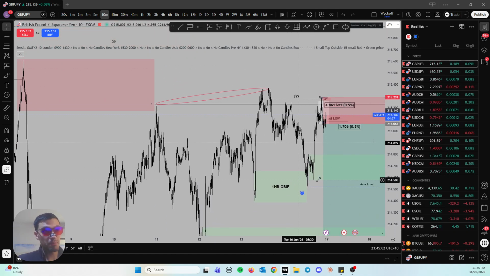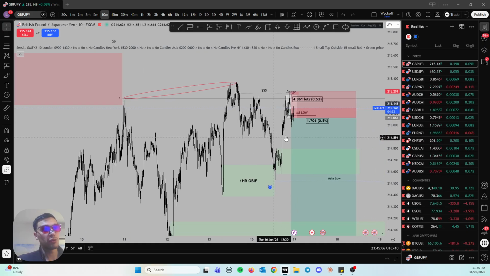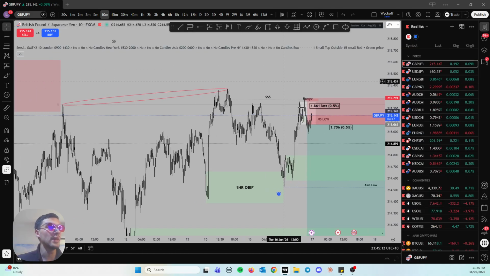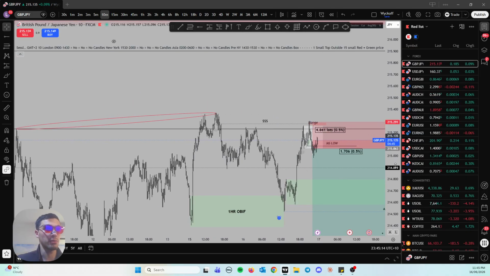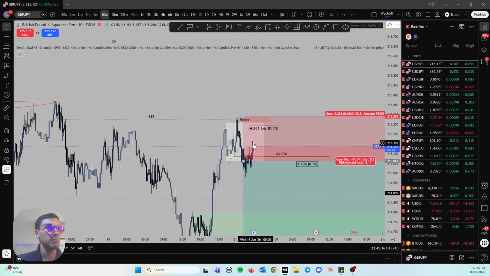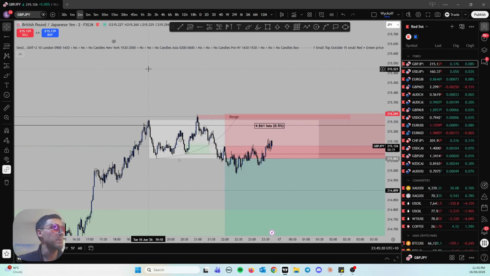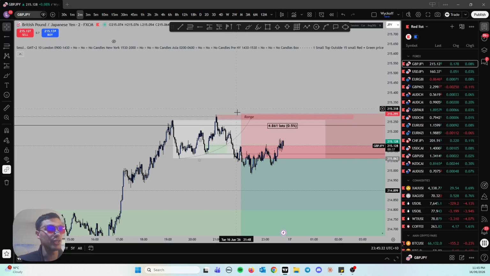Come down, mitigated the demand, created a little bit more demand below, but we do have the Asia low, which, as we know, is a fantastic liquidity target. Now we have swept extreme liquidity, and we are simply waiting for a break of structure. At the time, we had a potential local range in here as well, which never got completed.